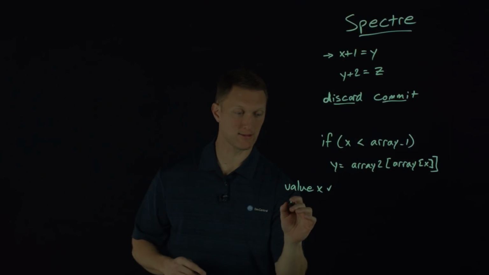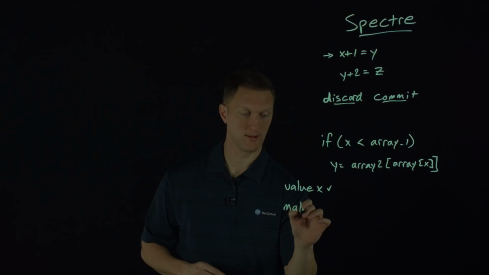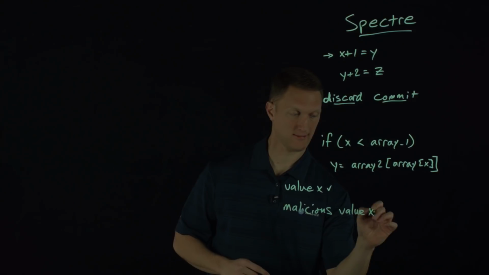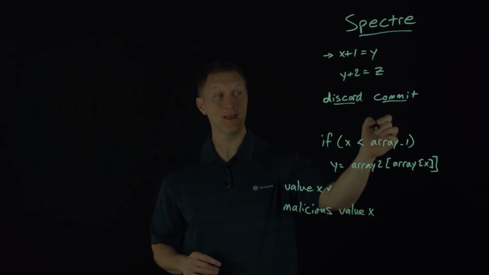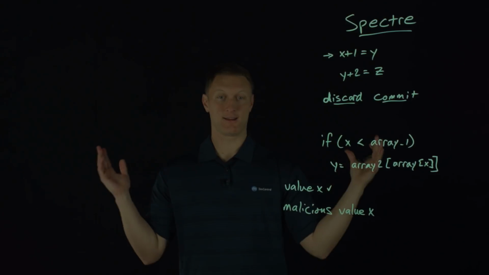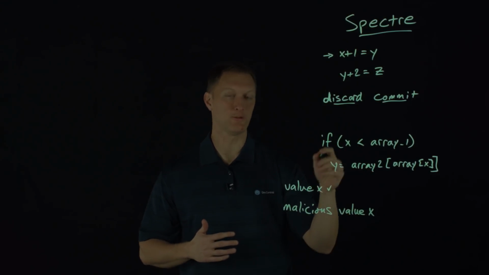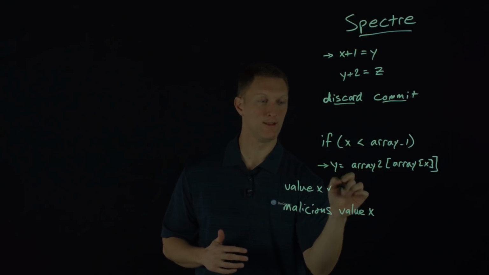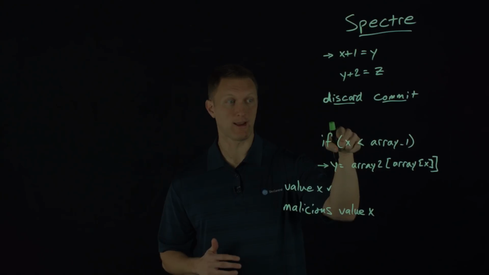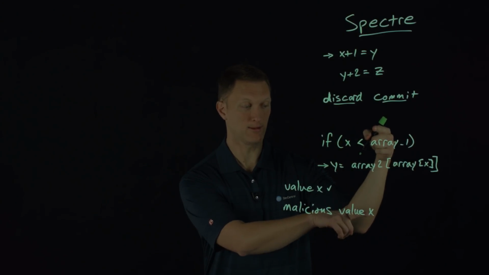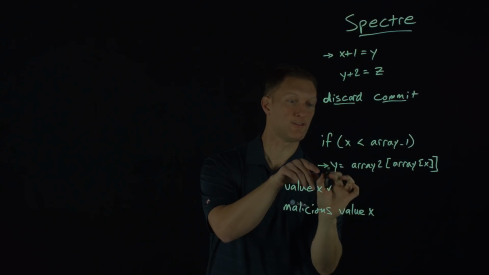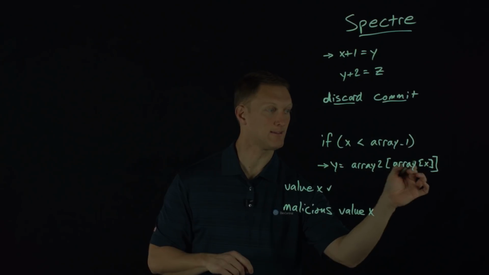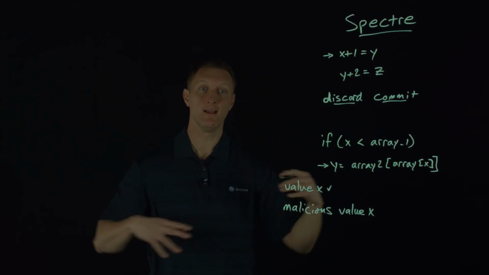But then the attacker sends in a malicious value x, and it's actually greater than array1, because they're bad guys and they're like, hey, we're going to throw a curveball at you. Well, the processor is still going to speculatively execute this instruction, using the value it was given for x. Even though this malicious value x is greater than array1, it's still going to kick this instruction off right here, put that malicious value x into this array, and set that into memory.